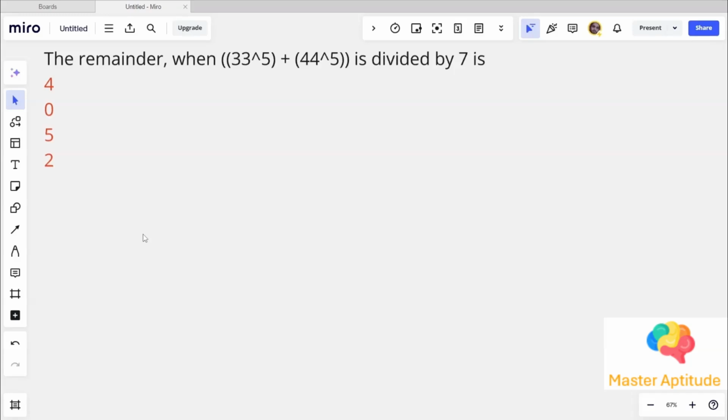So as you can see, this is our question: the remainder when 33 raised to the power 5, 4 raised to the power 5 is divided by 7. Let me tell you, if you don't know the concept of remainder cycle, you will not be able to solve this question. So it is recommended that you should know the concept first, and after that you should try to solve this question. So let's come to the question.